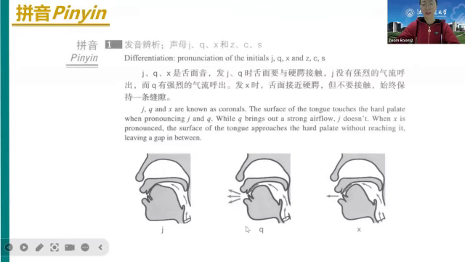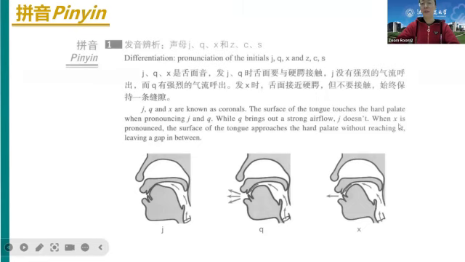While qi, the second one, brings out a strong air flow. Okay, so qi, if you put your hand in front of your mouth when you speak this initial qi, there should be an air flow out of your mouth. Ji doesn't. There is no air when we read this initial ji. Qi, the air flow.